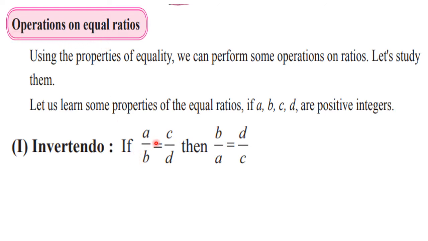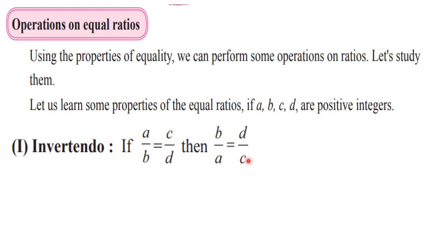So if a upon b is equal to c upon d, then b upon a is equal to d upon c. We are doing invertendo on both the sides. We are writing the inverse. Inverse of a upon b is b upon a. So if the two ratios are equal, then the inverse of the two ratios is also equal. This property is called invertendo.